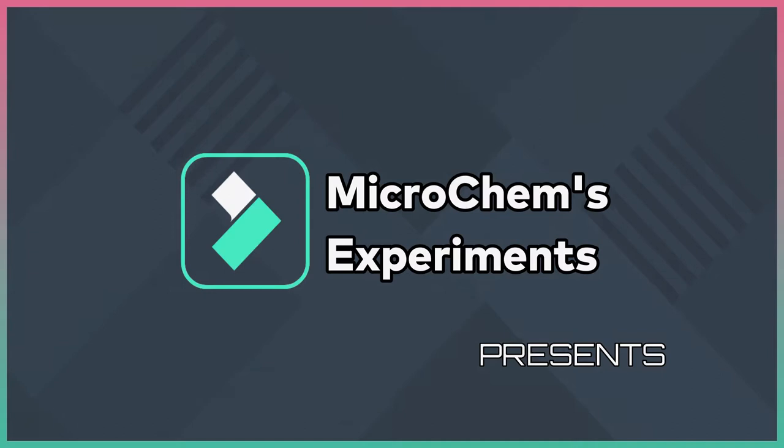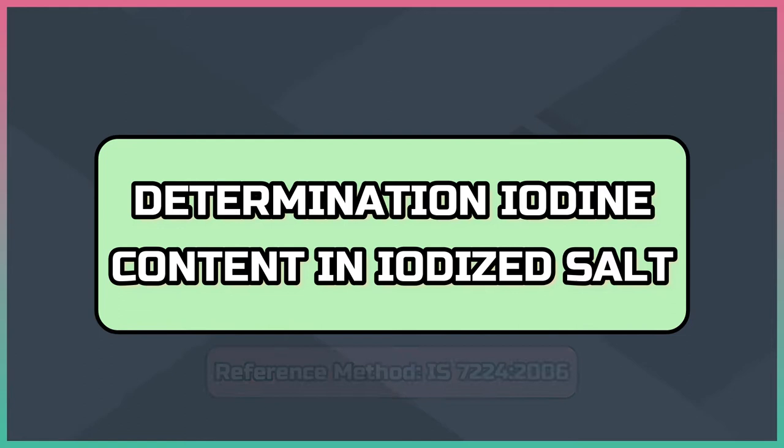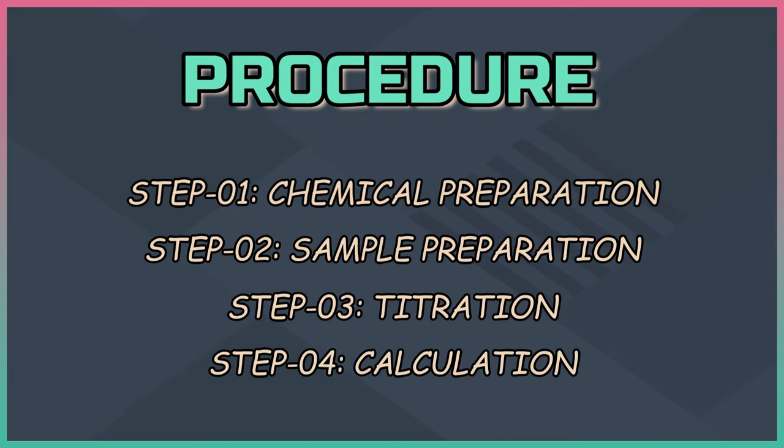In this video, we are going to test an iodized salt sample for the determination of iodine content. The test involves four steps: chemical preparation, sample preparation, titration, and calculation.